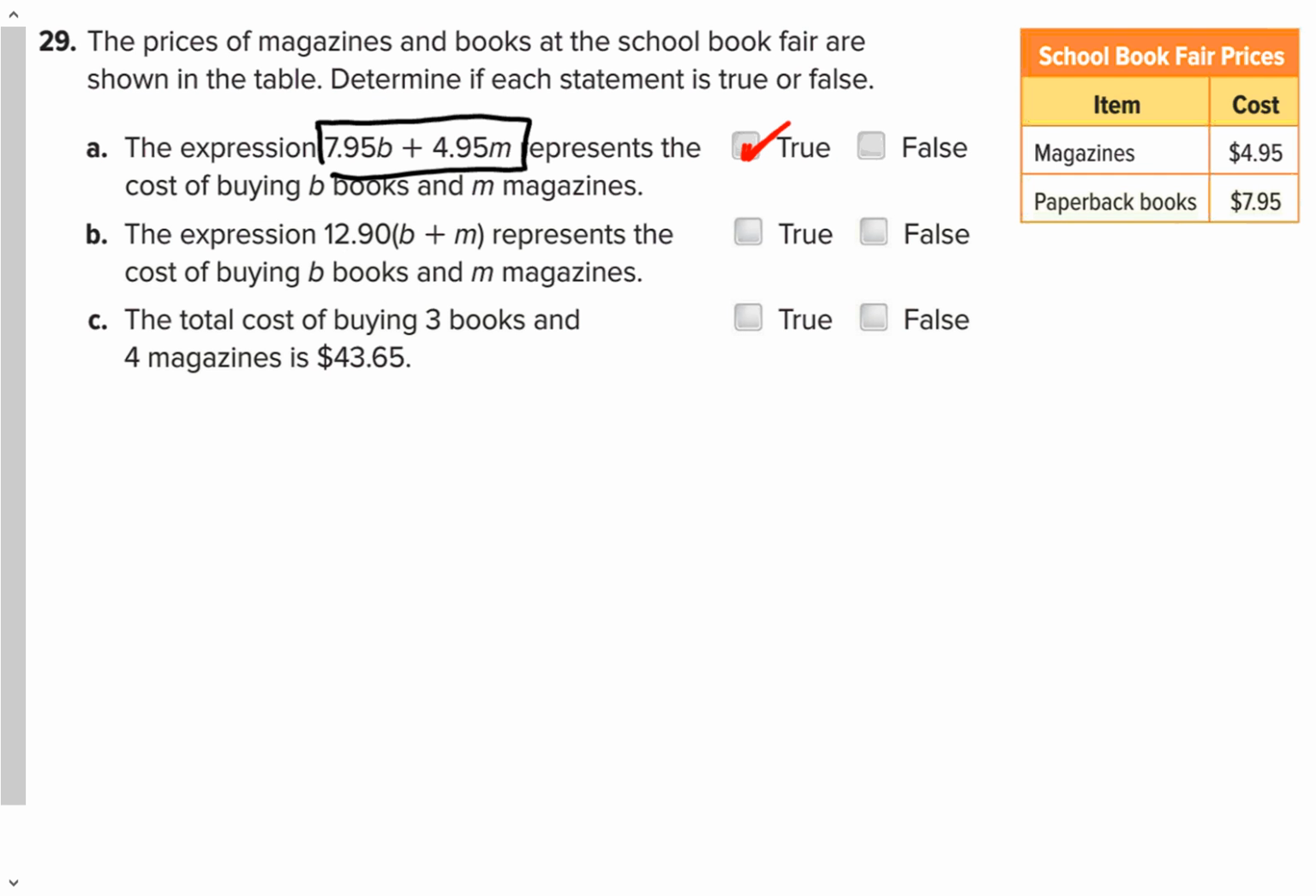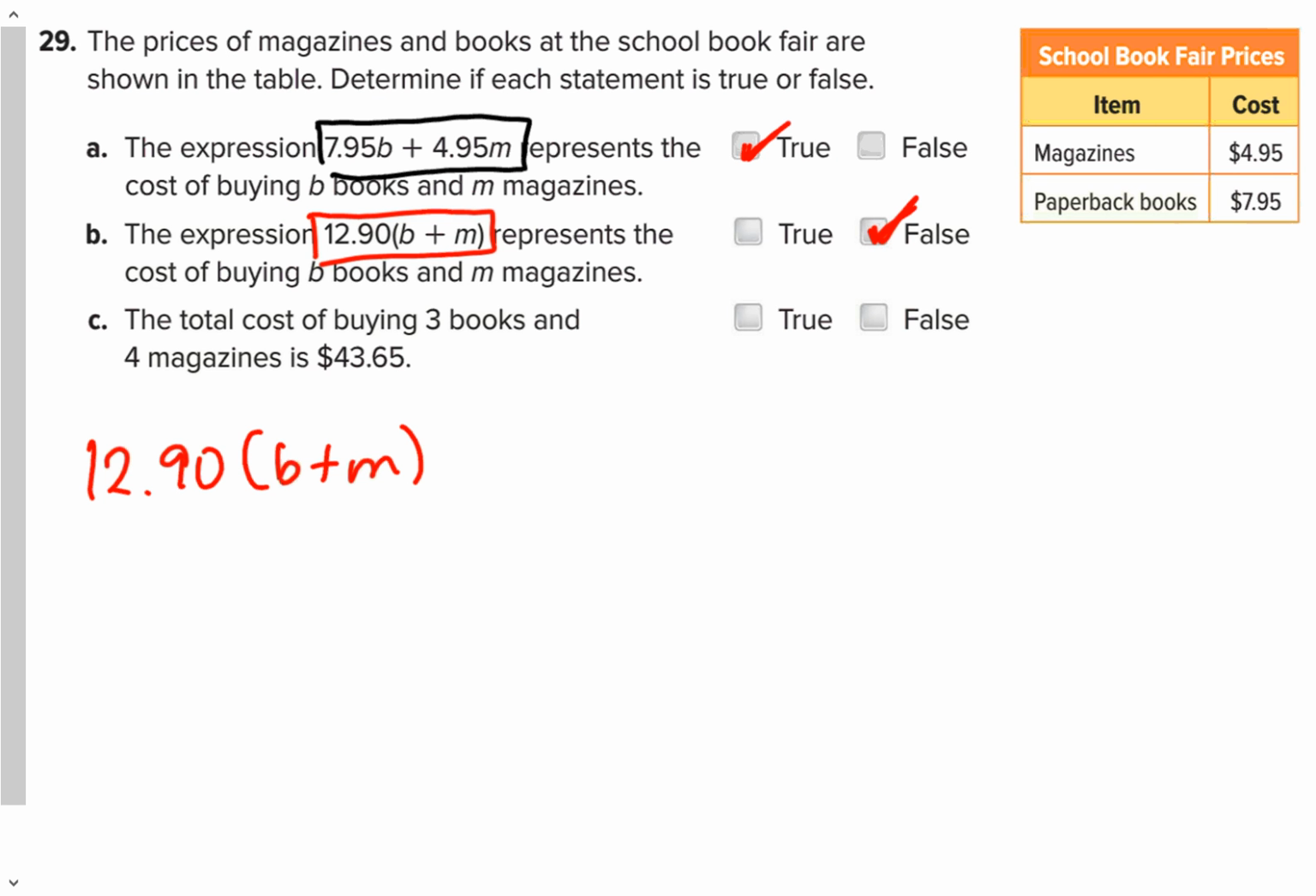The next one asks, does 12.90 times (b plus m) represent the cost of buying books and magazines? That's not true. That is false because we wouldn't add up the prices and multiply it times how many books and magazines there are. So that one is false. And then the last one, the cost of buying 3 books and 4 magazines is $43.65.